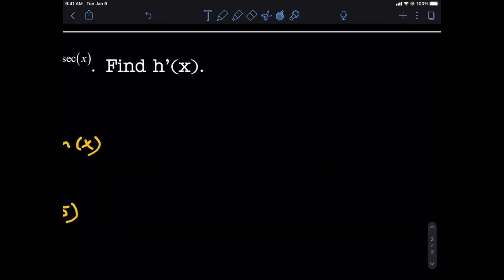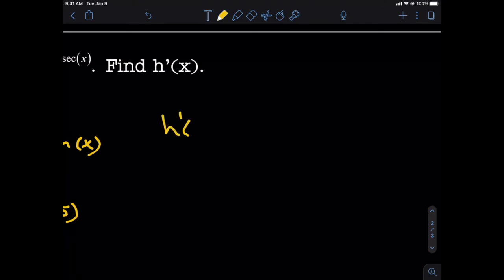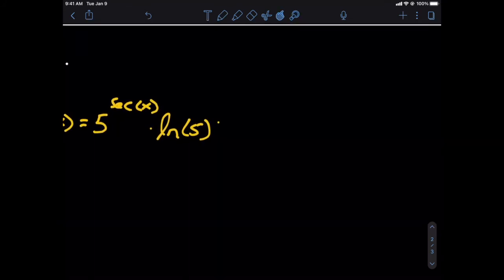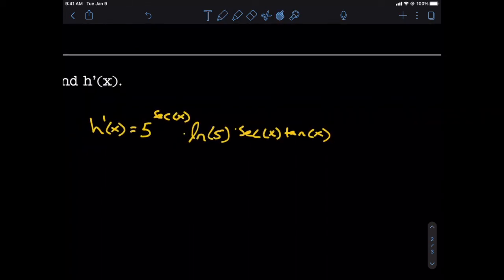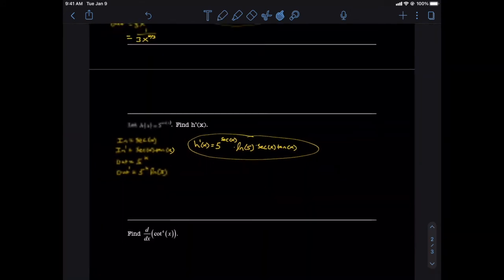Time for us to put our money where our mouths are. We get h prime of x is equal to 5 raised to the inside function, which was secant of x, times the natural log of 5. This seems like we're done, but don't forget this whole chunk right here represents out prime. We need to multiply this by the derivative of the inside, which we declared already was secant of x times tan of x. Boy, I hope you like your trig, logarithms and exponentials, because there is nothing else that we can do to make this any simpler. This long string of things represents our h prime in its simplest form.